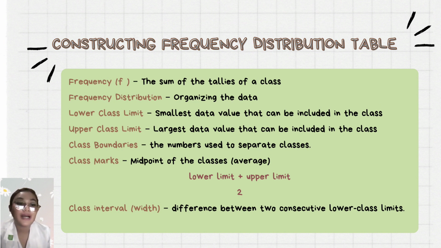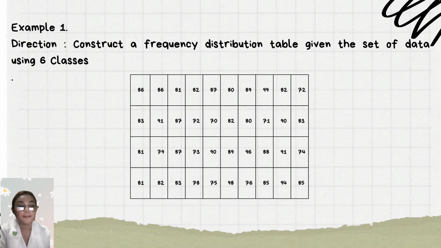So, class interval. The class interval is the width. Okay, the difference between two consecutive lower class limits. Okay, for example, direction: construct a frequency distribution table given the set of data using 6 classes. So, like I said earlier, step 2 is already given, which is 6 classes. This is the data or frequency distribution table.